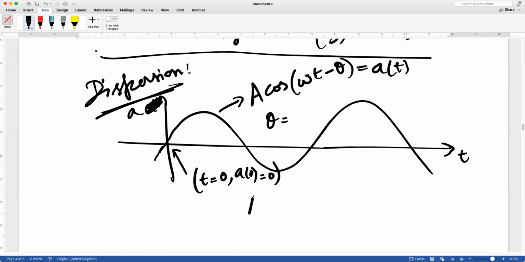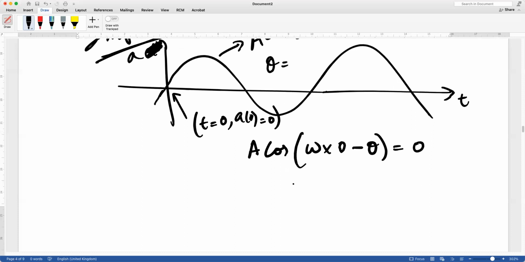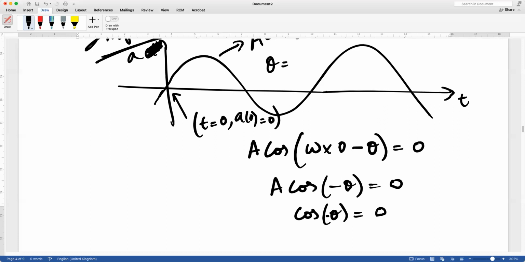All we are saying is A times cos of omega multiplied by 0 minus theta is going to be 0. So this is going to be A cos of minus theta, and that is going to be 0. Cos of minus theta is the same as cos of theta. Okay, we can put the minus theta here for you. That is going to be 0.